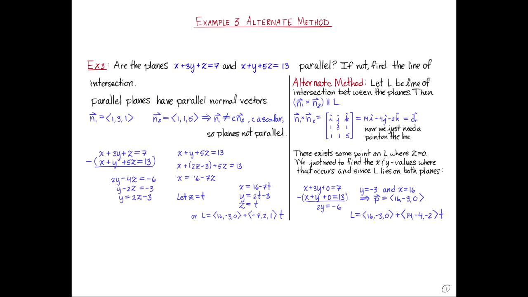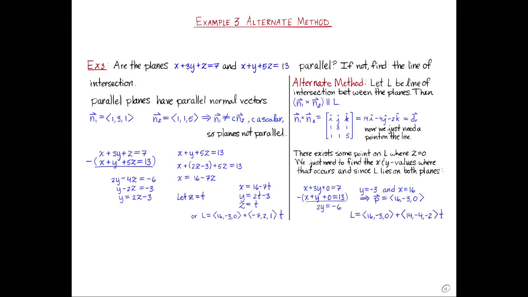I mentioned back at the beginning of lecture that there was an alternate method for working out example 3 to finding the line of intersection between 2 planes. In this last example, which I've already worked out for you, I left on the left-hand side of the page all the work that we did to find the line of intersection by parameterizing the planes, and our alternate method uses the cross product. Let's let L be the line of intersection between the planes.